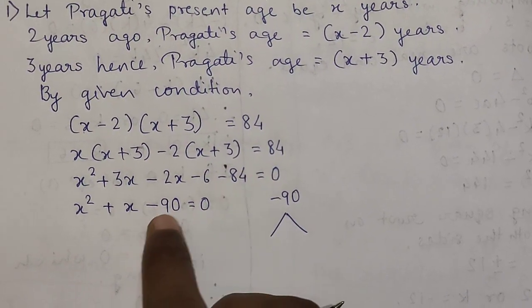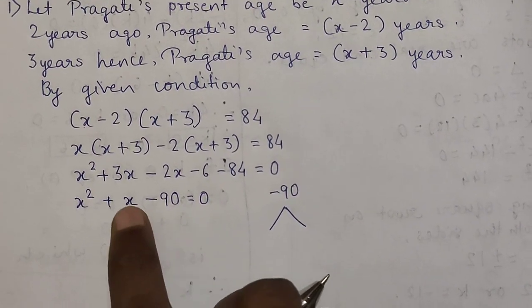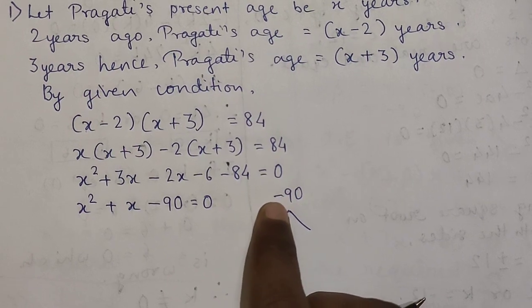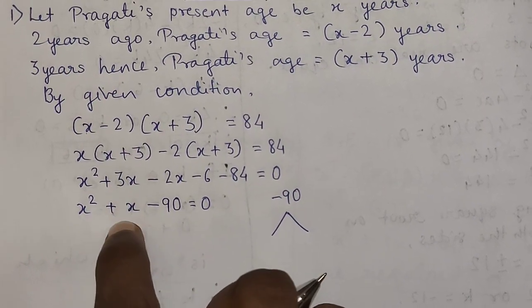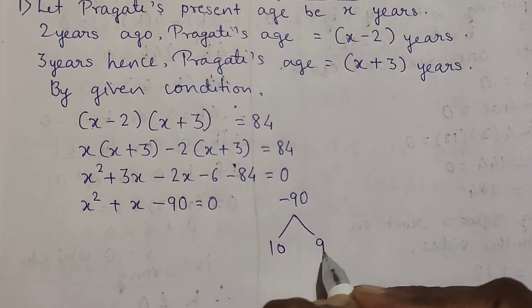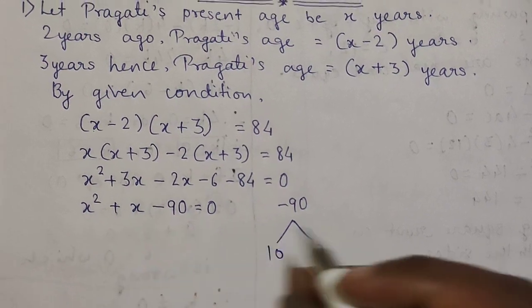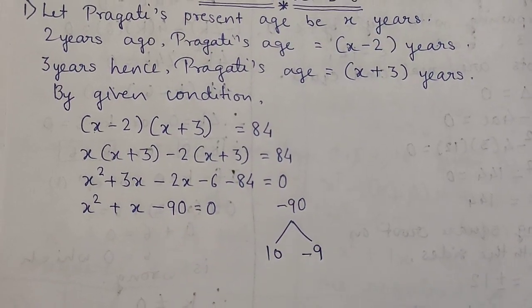So 84 plus 6 is 90. Now you need to take two parts of minus 90 such that after subtraction you are going to get 1. So it is very simple, you know, 10 nines are 90, and if you subtract you are going to get 1, and you need plus 1, so 10 minus 9 gives you plus 1.